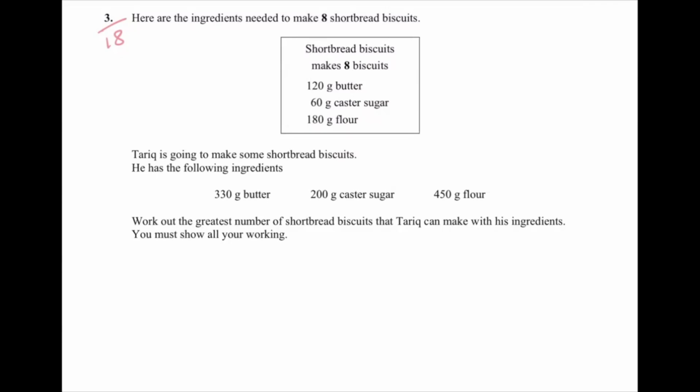Okay, so I'm trying to work out the greatest number of shortbread biscuits I can make with the ingredients that I have. So I'm going to need to work out the maximum that butter can make me, and then caster sugar, and then flour. The fact that I have to help me with the butter is that 120 grams is going to make 8 biscuits.